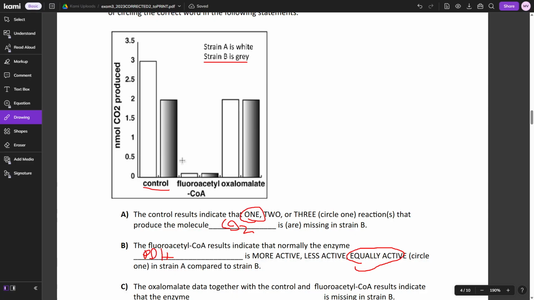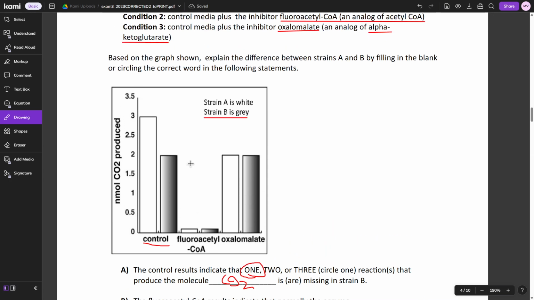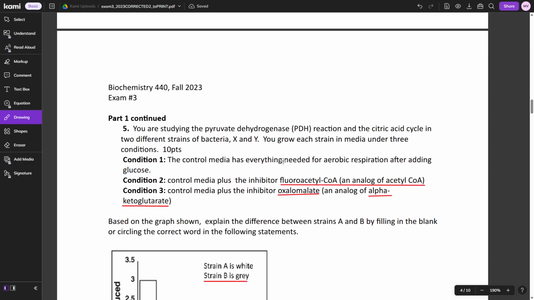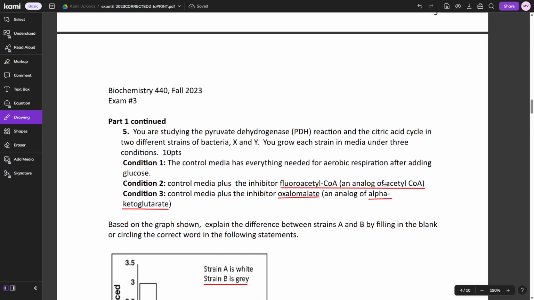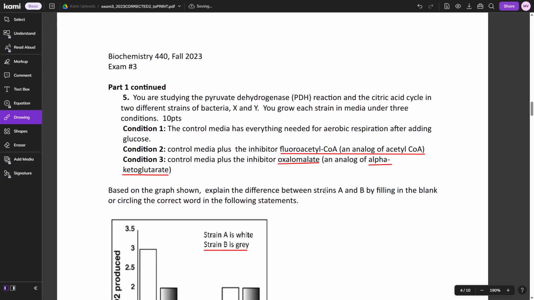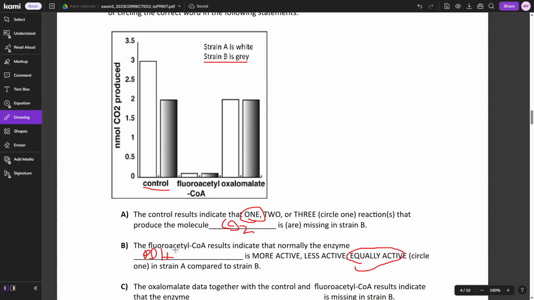How do you say again that's PDH? Because we said that it's an analog of acetyl-CoA, and we know that acetyl-CoA is an inhibitor of pyruvate dehydrogenase. Because it's an analog of acetyl-CoA and it's an inhibitor, we're thinking that it also has to inhibit pyruvate dehydrogenase. Does that make sense? Okay, does the logic I used for this make sense?